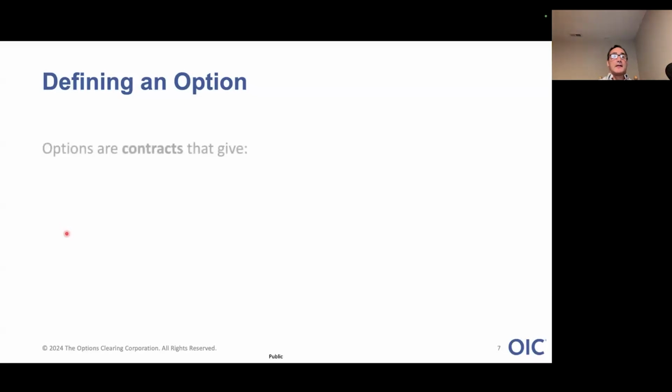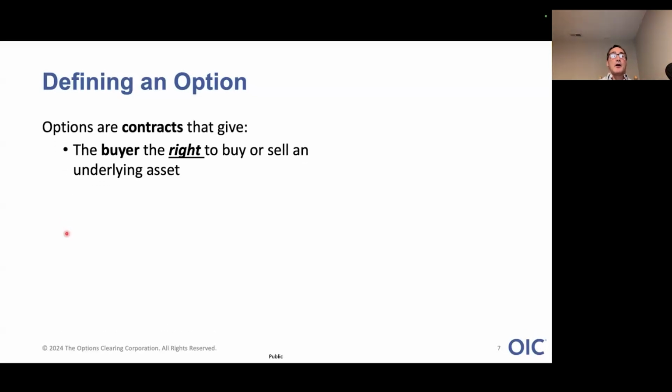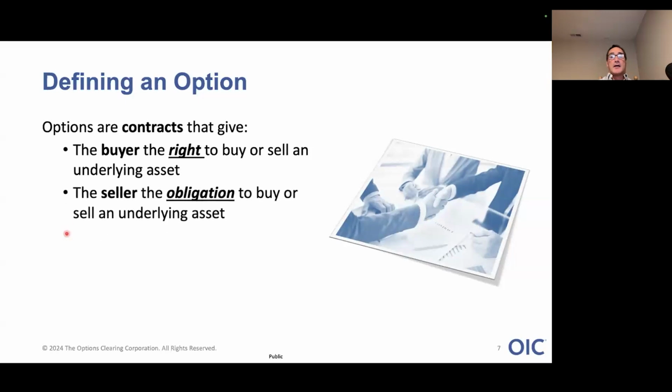Options defined. What exactly is an option? Well, simply put, options are contracts, and these contracts afford the buyer the right, but not the obligation, to either buy or sell 100 shares of a particular stock or ETF on or before the expiration of that option. Now, remember, there's always two parts to a trade. So for every buyer, there's a seller. So the seller of the contract takes on the obligation to either buy or sell the underlying asset. So if you take one thing away from this presentation, I want you to understand that in the options world, buyers have rights, sellers have obligations.